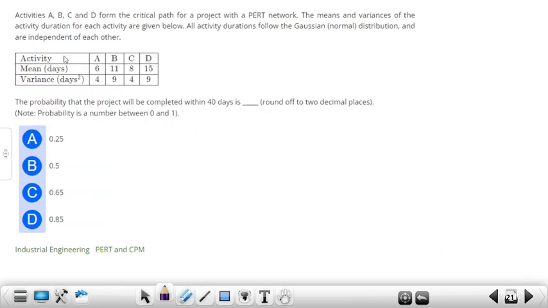Next question. Activities A, B, C and D form the critical path for a project with a PERT network. The mean and variance of the activity duration of each activity are given. All the activity durations follow a Gaussian or normal distribution and are independent of each other. So these are the means and these are the variances given. So the total mean will be 6 plus 11 plus 8 plus 15, which is equal to 40, and we have to find the probability of the project being completed within 40.